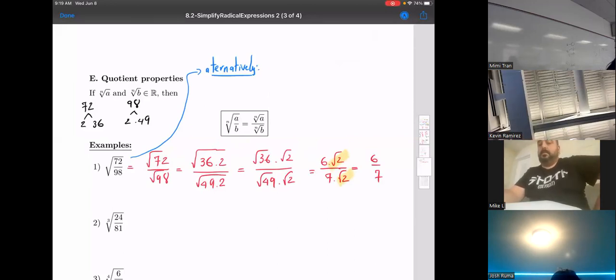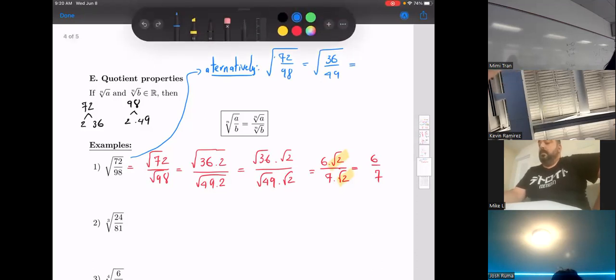Alternatively, let me rewrite this: 72 divided by 98. Can you simplify 72 and 98? Well, first thing first, you divide by 2, right? 72 divided by 2 is 36, and 98 divided by 2 is 49. And then I don't think you can simplify any further because 36 and 49 don't have any common factor. Then you break it apart and use this rule: square root of 36 divided by square root of 49, which is 6/7.